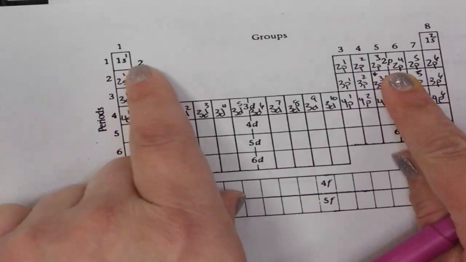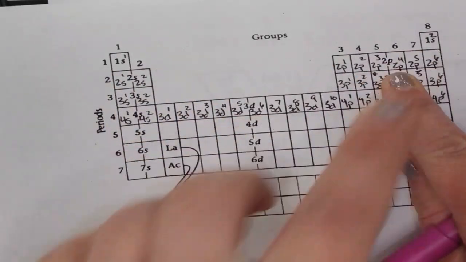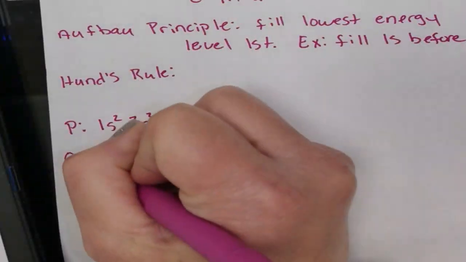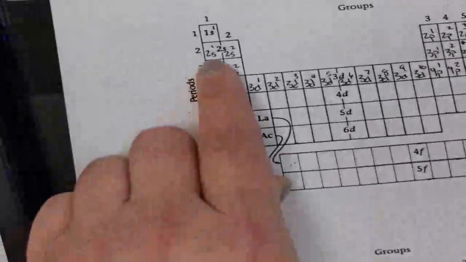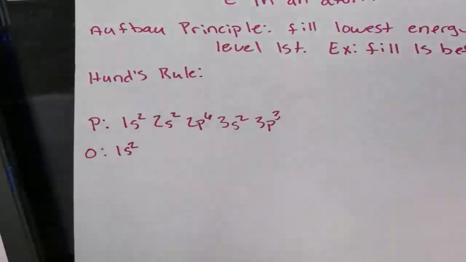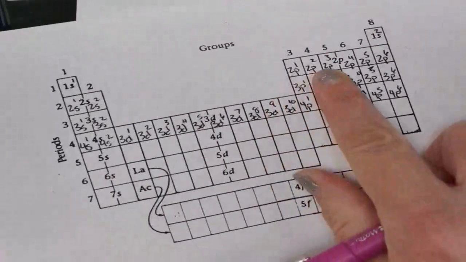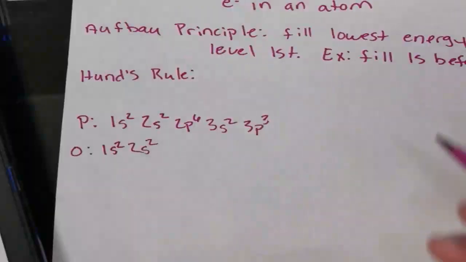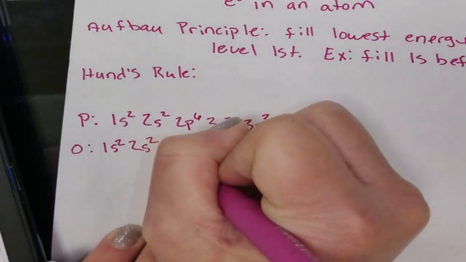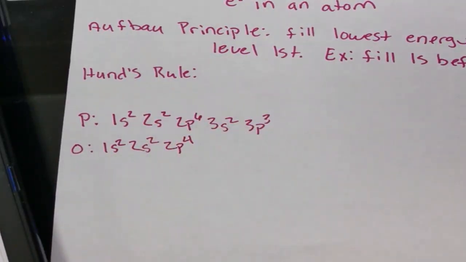Oxygen is 1s2, 2s2, 2p4. And let's do our final, well, let's talk a minute here. Before we do our final one, copper, let's talk. What does all of this mean?